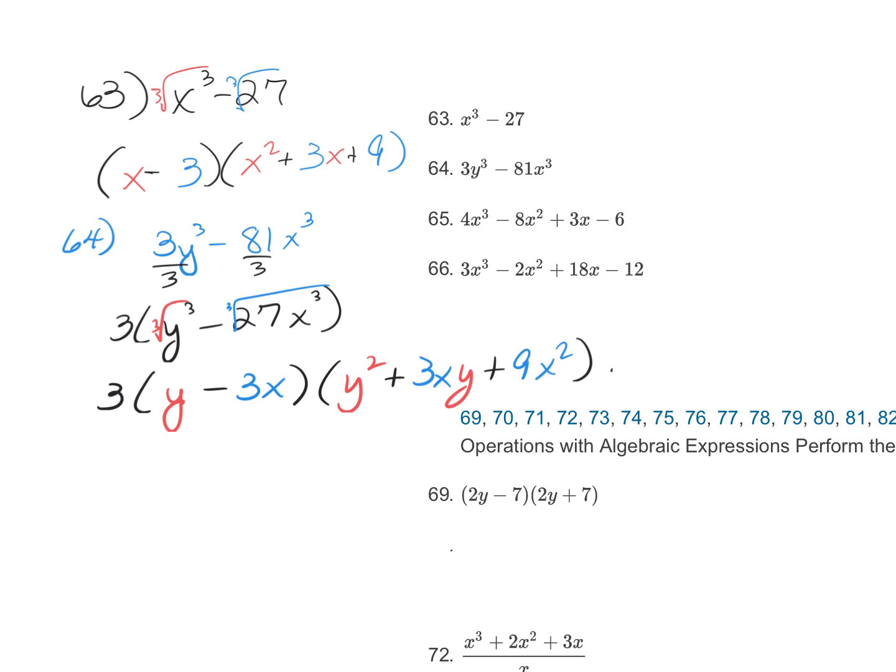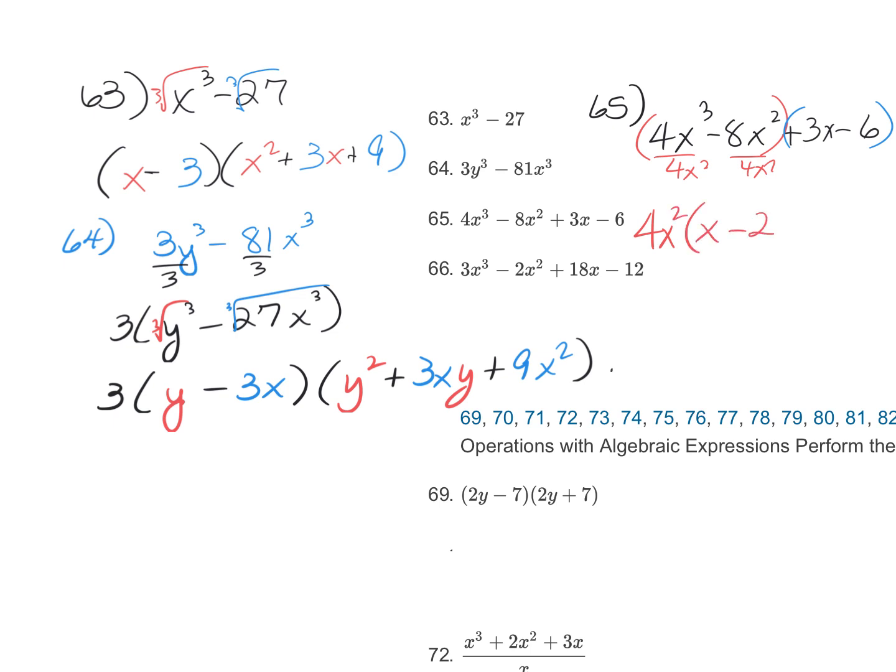For number 65, I'm going to factor by grouping. So I'll start 65 over here. So I have 4x to the third minus 8x squared plus 3x minus 6. I'm going to make two groups. It doesn't matter how you group them. I'm grouping them the way it was written. My GCF here is going to be 4x squared. So I'm going to divide it by 4x squared. And then I'm left with x minus 2.